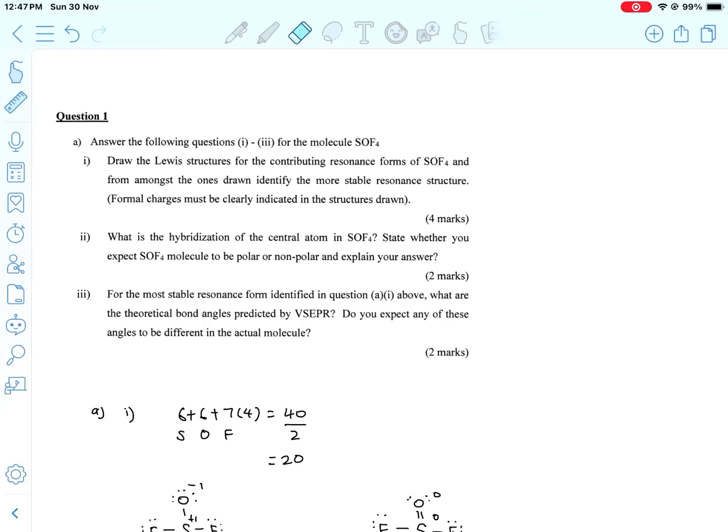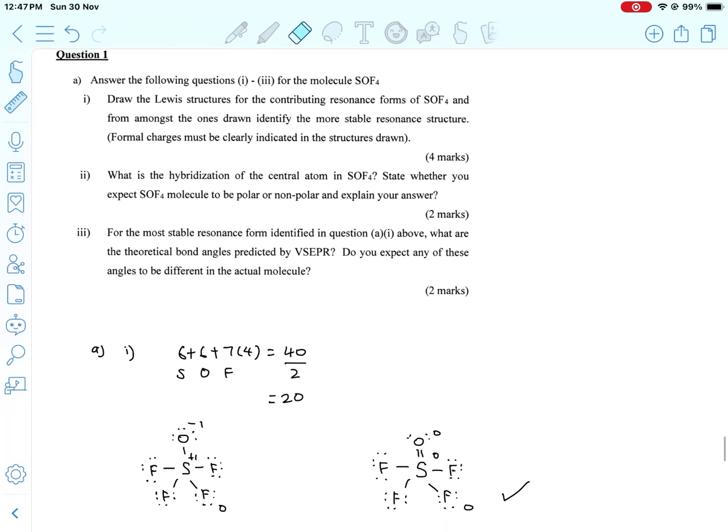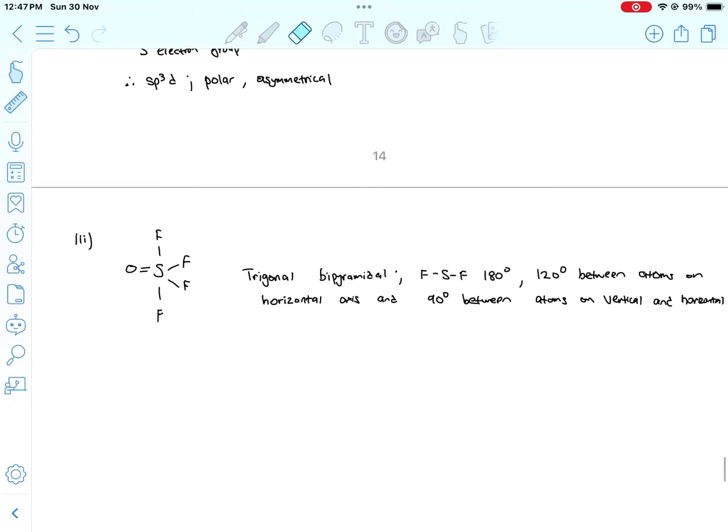For the next part of this question, we are asked to find the theoretical bond angle by VSEPR. And the best way to do this would be through electron geometry. So by drawing out the diagram, you realize that it is trigonal bipyramidal. That means that the angle would be 180 along the vertical axis, and between the atoms on the equatorial plane would be 120. So that is the theoretical bond angle, but the actual bond angle will differ because of the oxygen double bond. The oxygen double bond means there's greater electron density that will push the two fluorines in the vertical axis away from it, which is why you have a bond angle of less than 90 degrees.